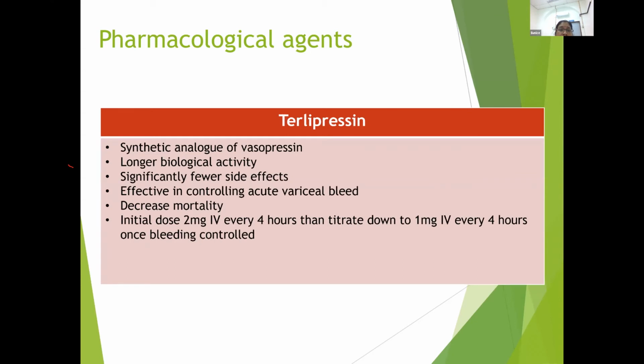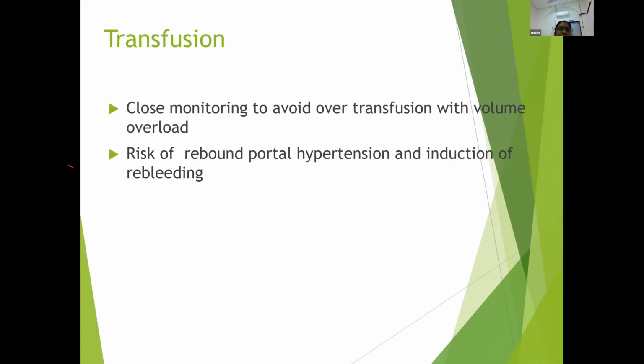Terlipressin is the most common synthetic analog that we use for acute variceal bleeding. It has a longer biological activity and significantly fewer side effects, and is effective in controlling acute variceal bleed as well, and it has been proven to decrease mortality. The initial dose is 2 mg IV every 4 hours, then titrate down to 1 mg IV every 4 hours once bleeding has been controlled. Okay.